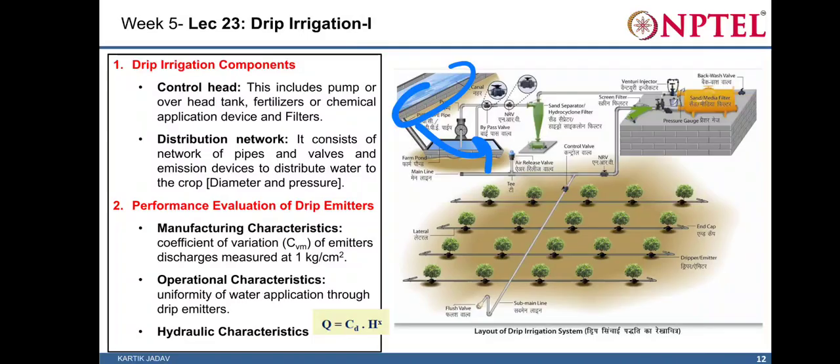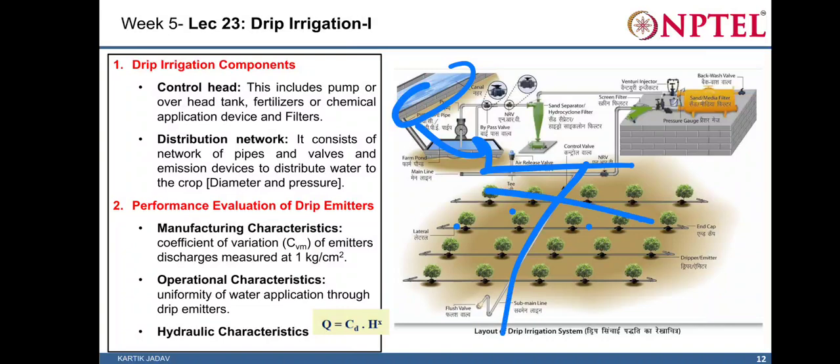Then first the water comes into the filtration system, that is the sand separator, so that it ultimately removes large particles. Then we have a hydrocyclone filter. Then a screen filter at the end. Then we also have a fertigation system arrangement, and then water is moving to the main line, sub main line, laterals, and then on these laterals we have drippers.